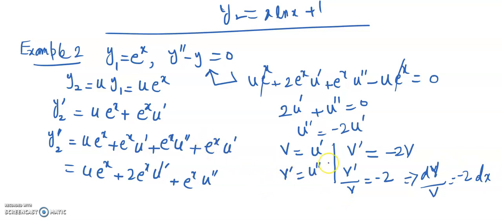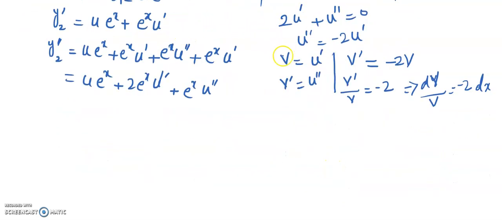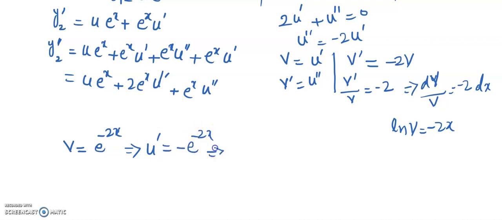In other words, if you integrate it, it will be log of v equal to minus 2x, and v will be equal to e power minus 2x. So v was actually u prime. Yes, u prime is equal to e power minus 2x. So u will be equal to minus e power minus 2x over 2.